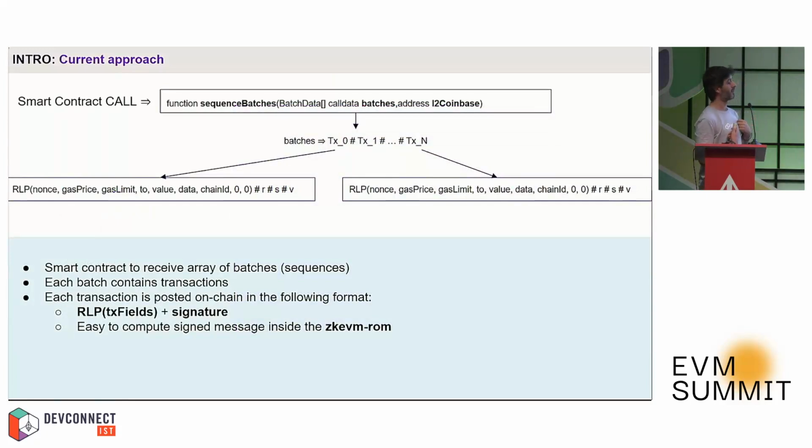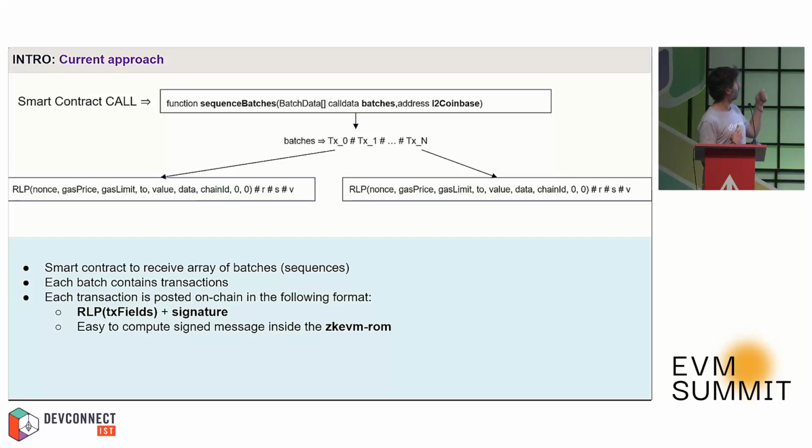So basically we have a smart contract call which is called sequenceBatches, and basically here we are just adding a sequence. What's a sequence? A sequence is a set of batches. And what is inside a batch? There are transactions.